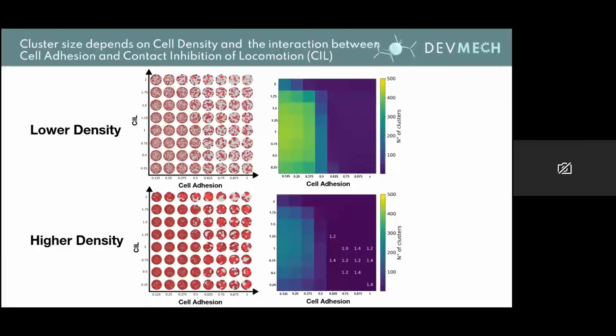As cell adhesion increases, the number of clusters decreases, and as the contact inhibition of locomotion increases, the number of clusters decreases as well. Meaning that there is a relationship between the cell adhesion, the contact inhibition of locomotion, and the density. However, we can only visualize a single cluster at a higher density.